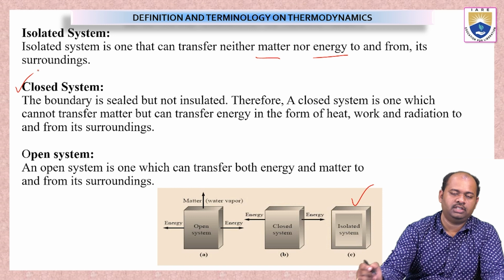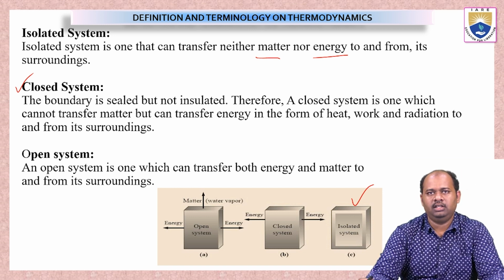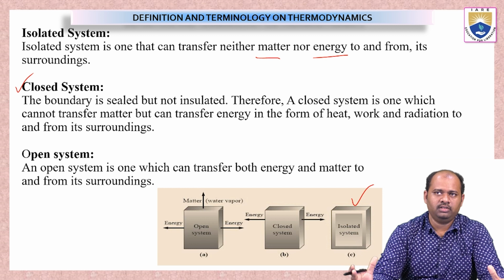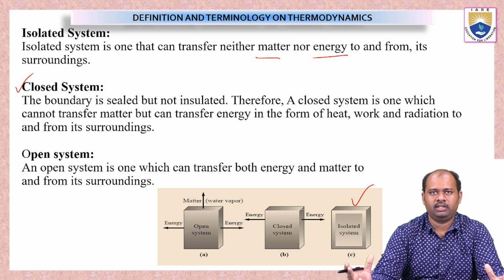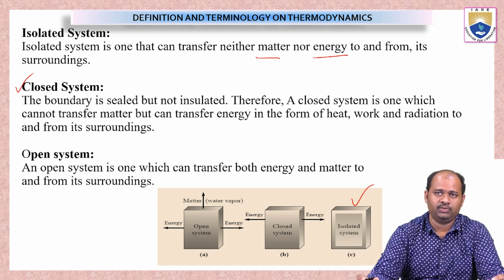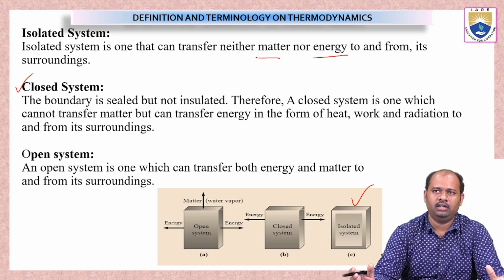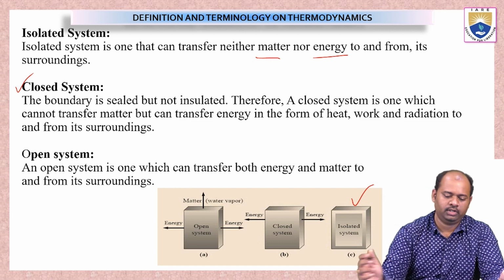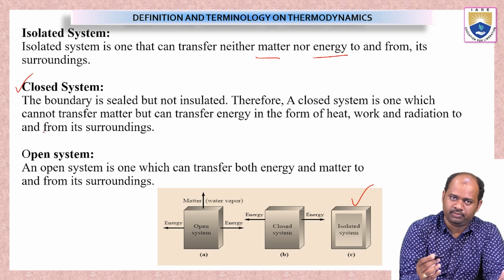And the second kind of system is the closed system. In this, the boundary is sealed but not insulated. So we have a closed boundary here, but it is not insulated. Therefore, a closed system is one which cannot transfer matter but can transfer energy in the form of heat, work, radiation, and into different forms from the system to the surroundings or from the surroundings into the system. Okay, so this is the second kind of system.